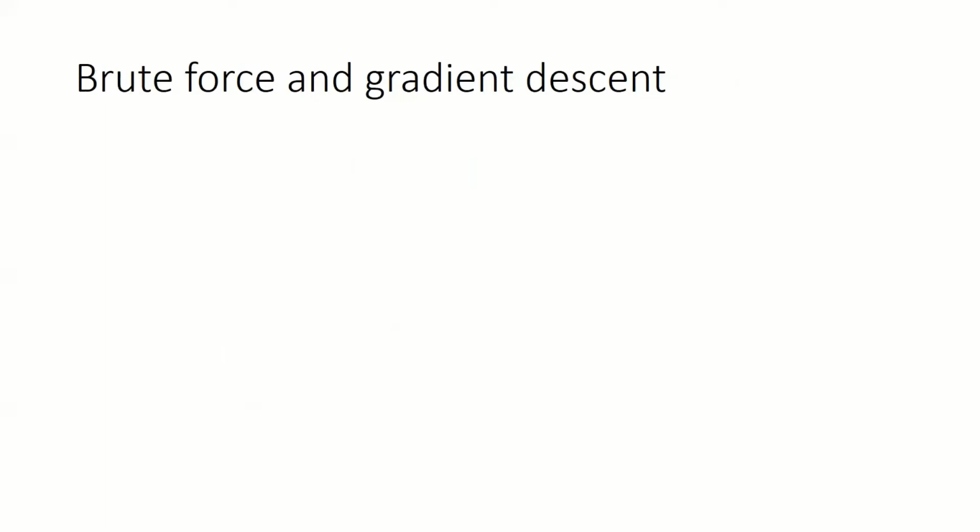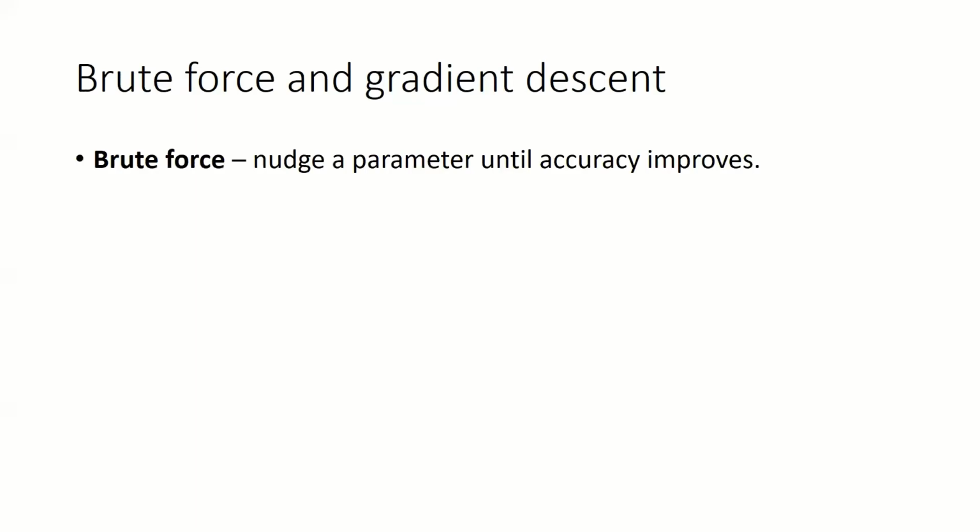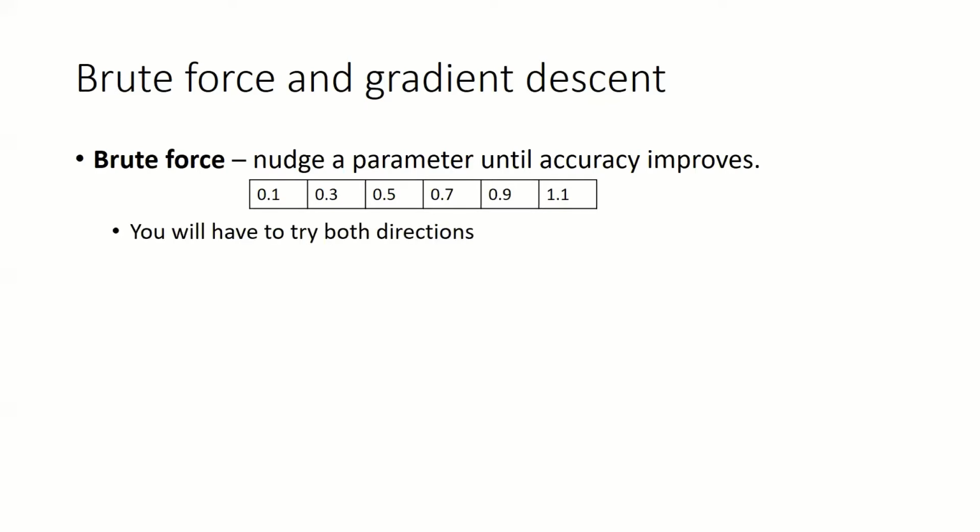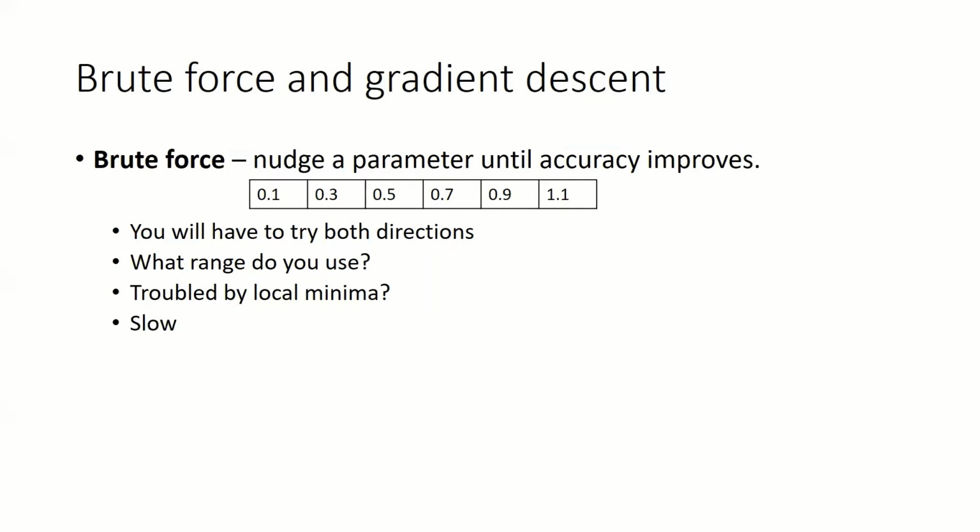Let's have a look at a few. Well, we'll look at brute force mainly. Marcos is going to cover gradient descent in neural networks. So let's look at brute force. We just nudge a parameter until accuracy improves or stops improving. You find this valley. So you can nudge the C parameter in this way. I think what you'd have to consider, though, is that you'd have to try both directions. Which range do you use? How much do we increase or iterate by each time? Again, there's this local minima problem. Brute force tends to get foiled by this issue, and it's slow because we have to nudge it a small amount at a time.